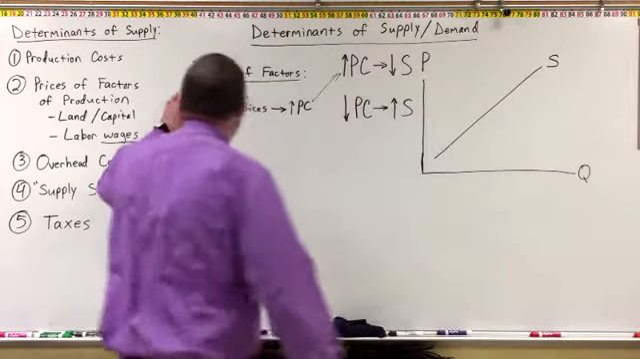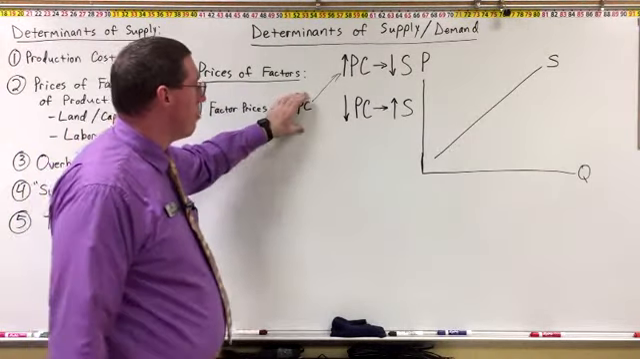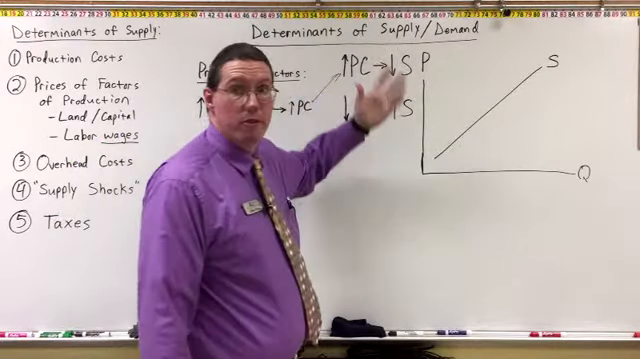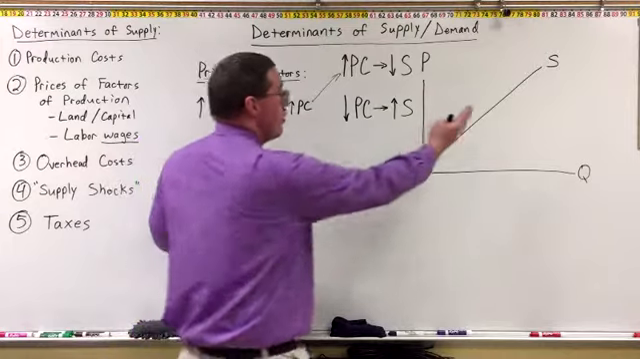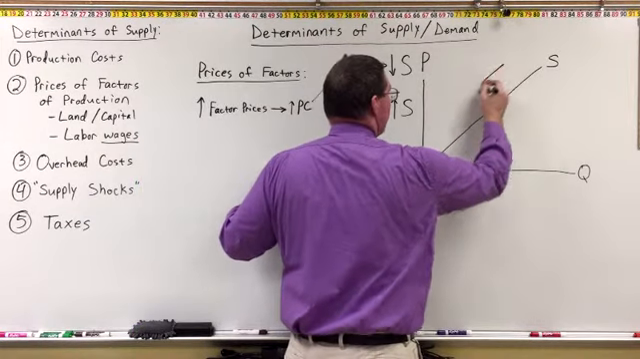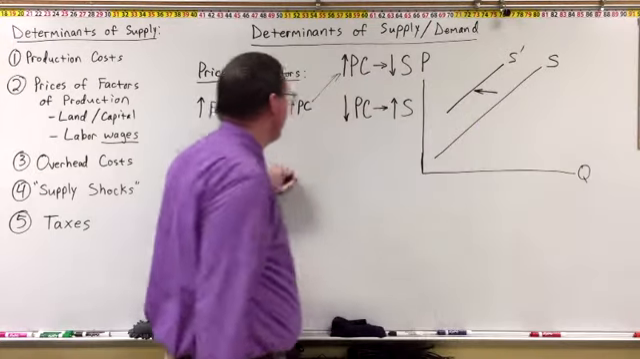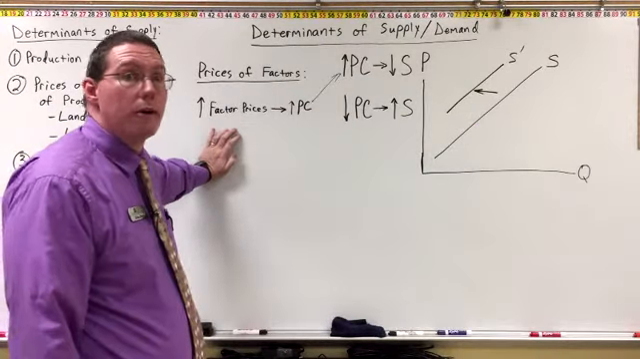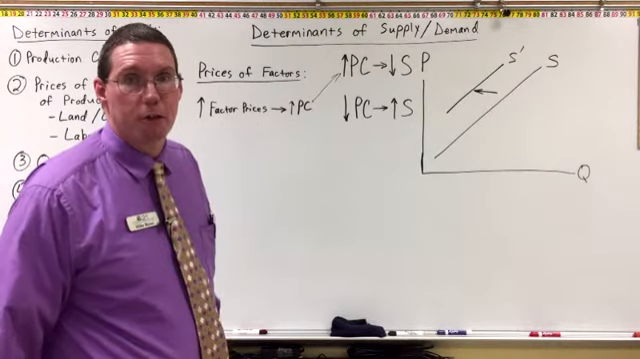So, when factor prices go up, because that causes an increase in production costs, it's going to cause a decrease in supply. So an increase in factor prices is going to cause a leftward shift of the supply curve. And we are going to be supplying less. Why? Because it costs more. We have to pay out more money for our factors of production.